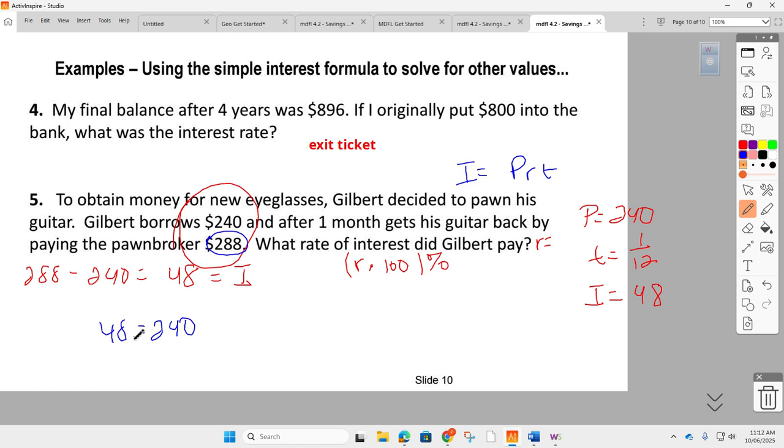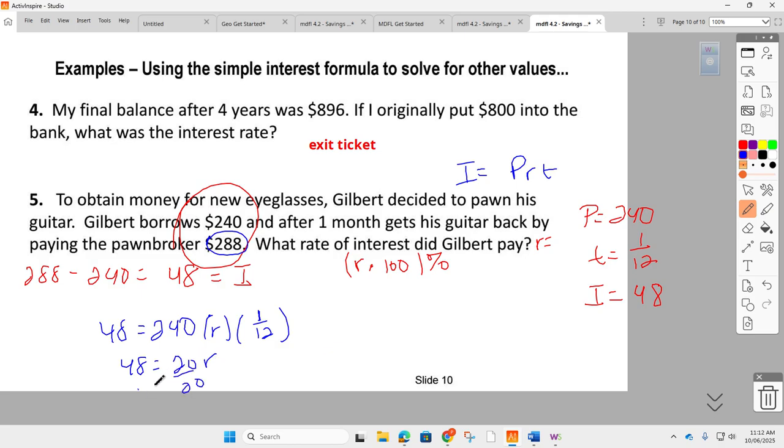240 times our rate, which is what we don't know, times our time. And we are going to leave that as a fraction, because if not, there's a big rounding error. So 48 equals 240 times 1/12. Oh, yeah. So it's 20. So it's 20R. Divide both sides by 20.